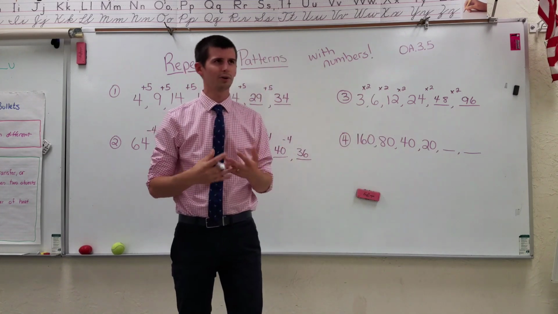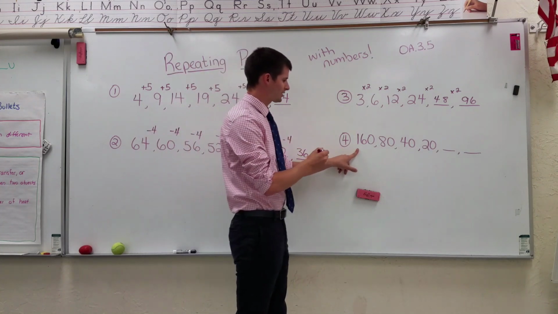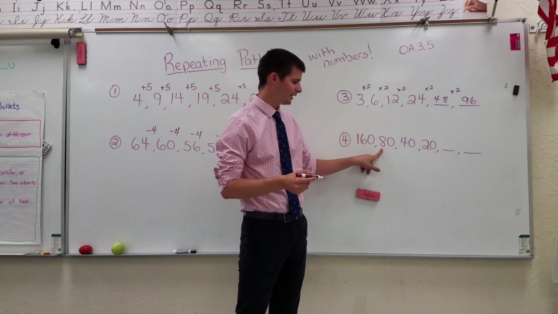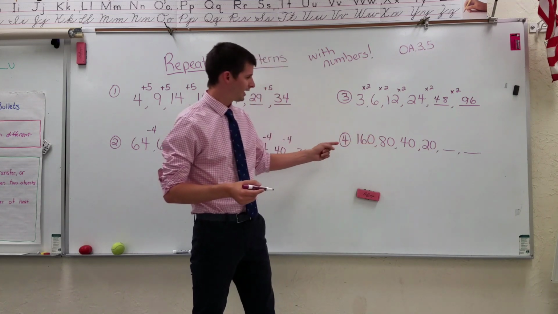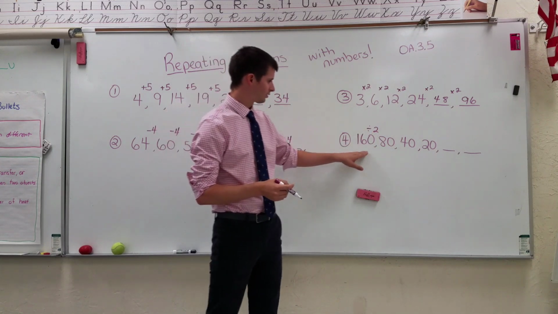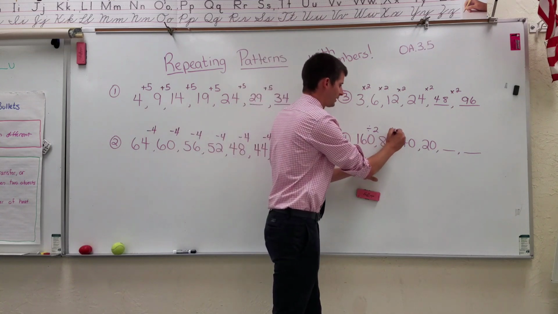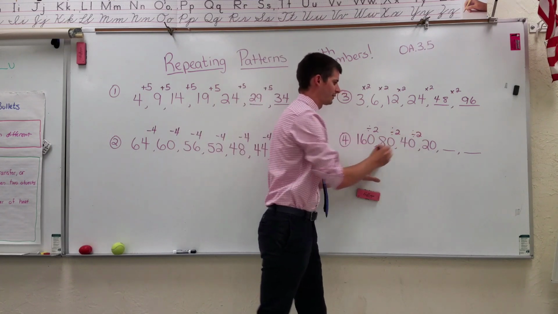So now I need to think, all right, what operation is like subtraction? And that would be division. So 160 divided by what is 80? Well, I know 80 is half of 160, so that must mean I'm dividing by 2. All right, so then 80, if I split 80 in half, that's 40, so yeah, I'm dividing by 2, and the same thing for here.